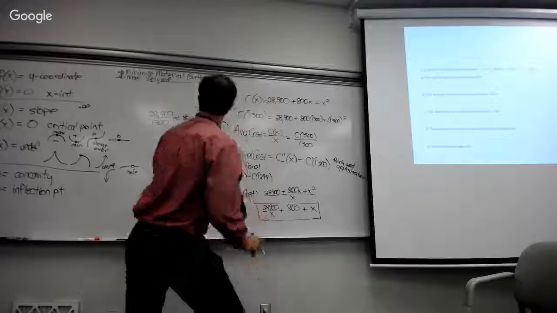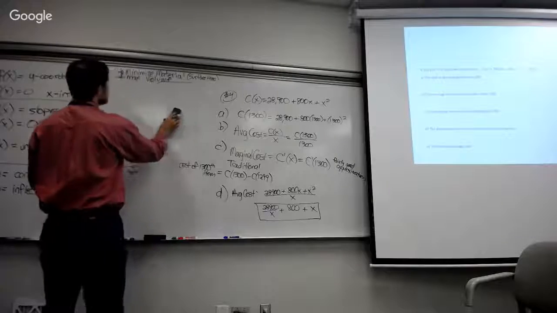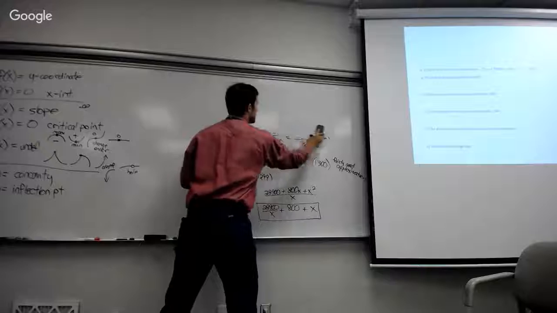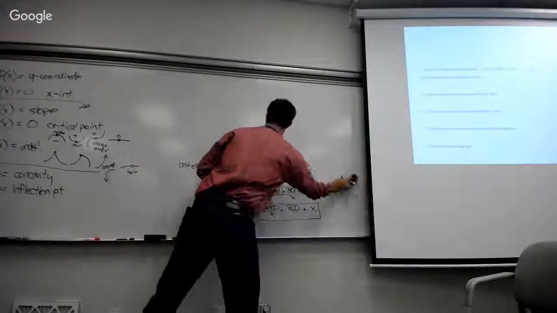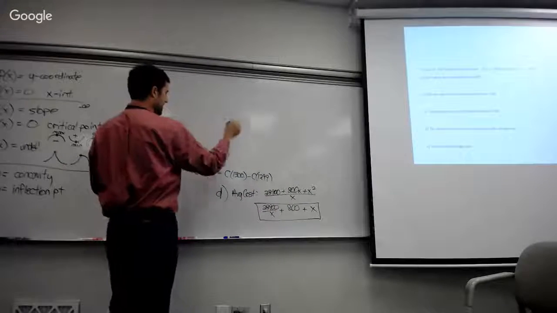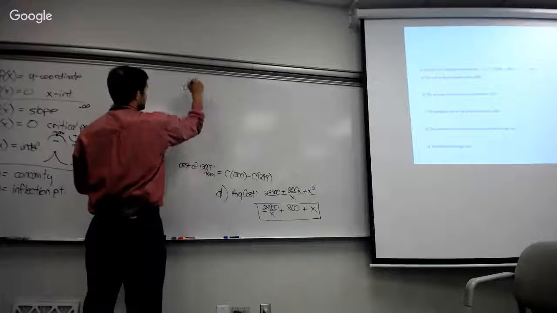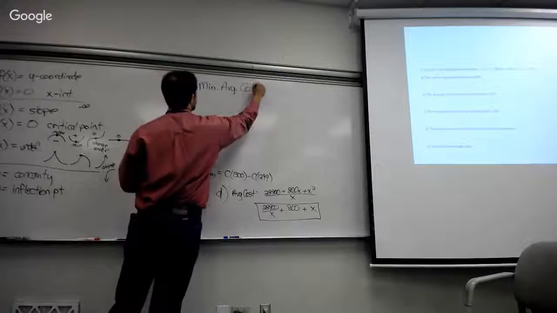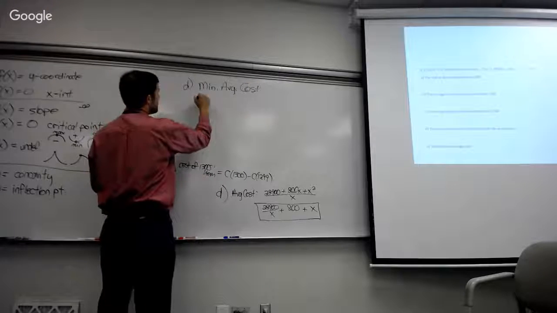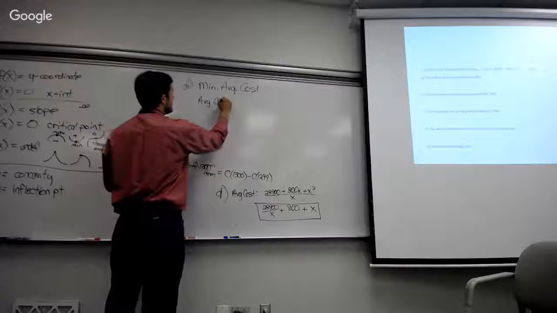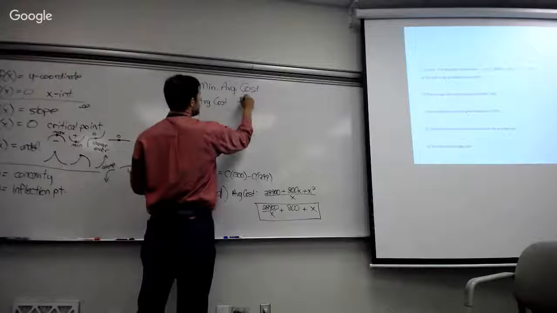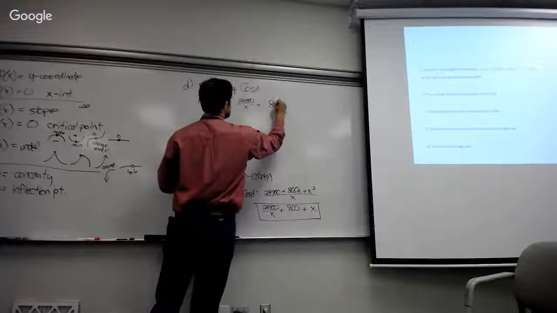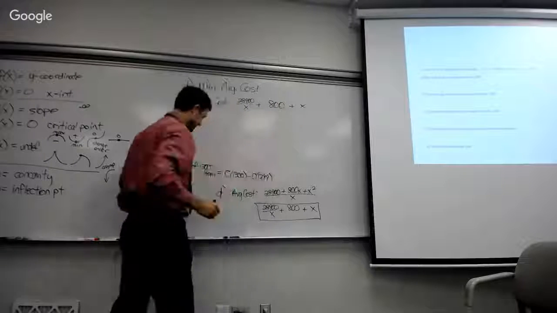So I'm going to do some erasing so that I can actually do this one with you. I hope everybody has all that down. I'm going to erase all this and start with that. So part D, we'd like to minimize average cost. And my formula for average cost is 28,900 over x plus 800 plus x.